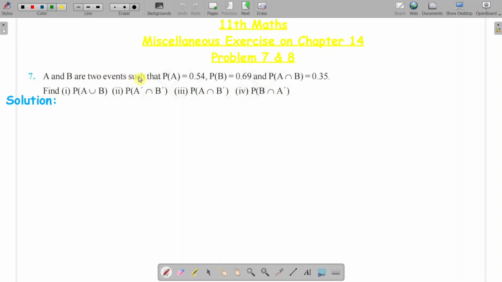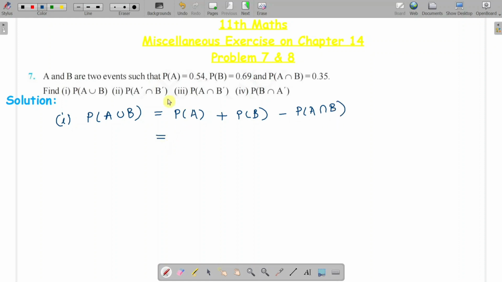So what is given is two events whose probabilities are given and the probability of their intersection is also given. You have to find these four probabilities. Okay, so let us start with the first one. So that is P(A union B), right? So this is equal to what? You know the formula, P(A) plus P(B) minus P(A intersection B), right?